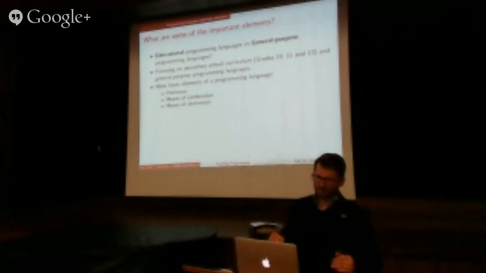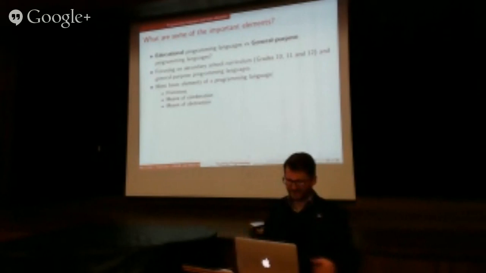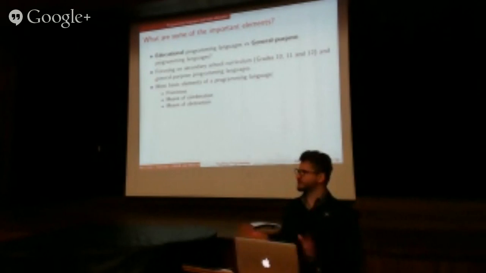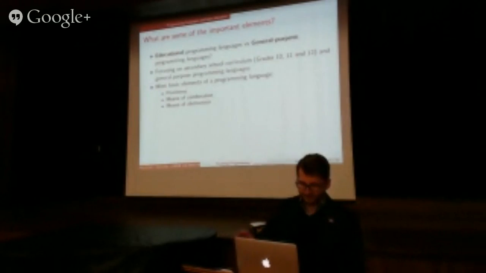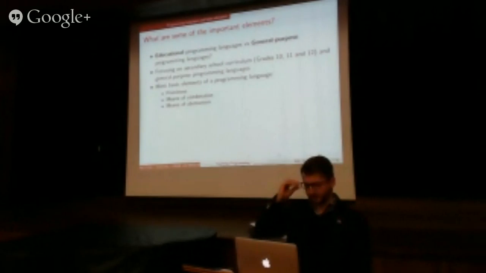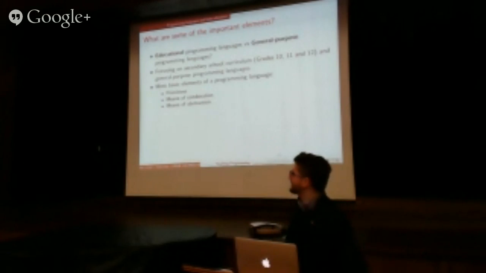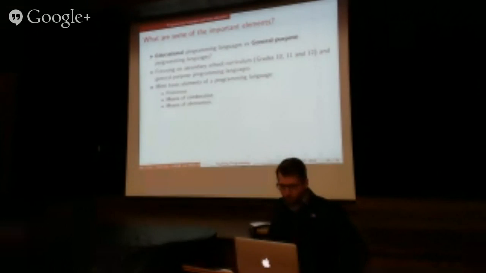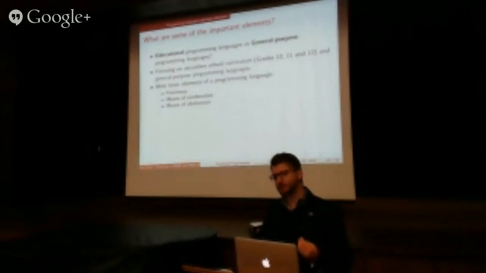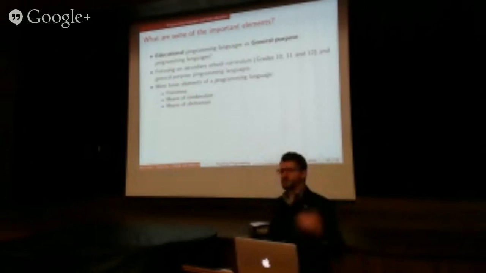So just very quickly, a small overview. The most basic elements of programming languages, just quickly for 2 seconds: primitives, means of combination, means of abstraction. What does this mean? The primitives basically are a set of basic data types and built-in operations.